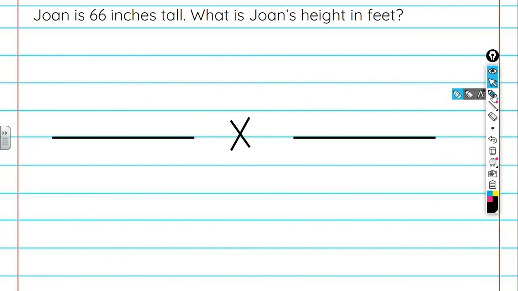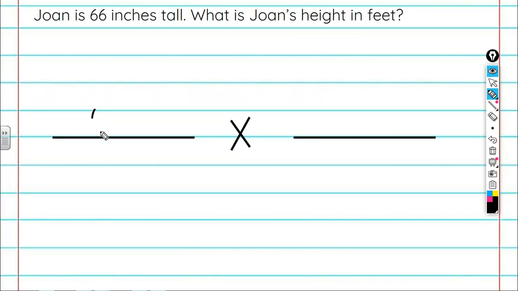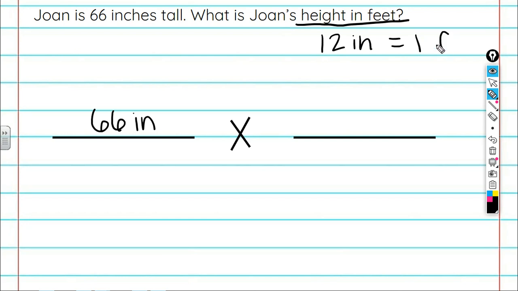So Joan is 66 inches tall, so we would put 66 inches. What is Joan's height in feet? So we need to know that 12 inches is equal to 1 foot. So you could look that up online, or you might just know that. Where we're going to put these, however, is we want our inches to be diagonal from one another, so that way we can cross out our label. So if 12 inches goes in the bottom, then that means 1 foot goes in the top.